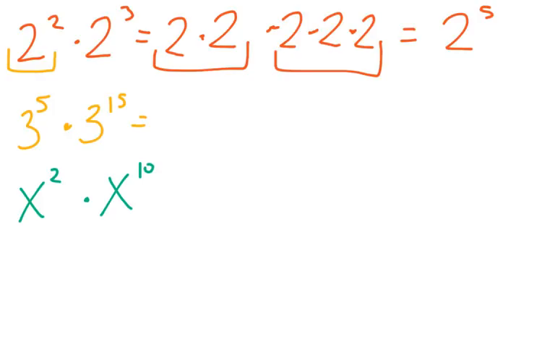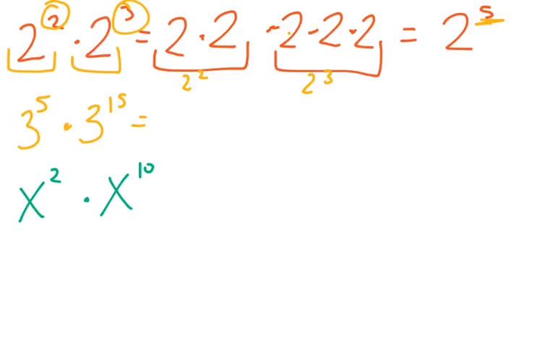2 squared times 2 cubed, if you were to write that out, that's the same as saying 2 times 2, which is 2 squared, times 2 times 2 times 2, which is 2 cubed. And altogether, that gives you 2 times 2 times 2 times 2 times 2, which is 2 to the fifth, which is the same as adding our two original exponents together.